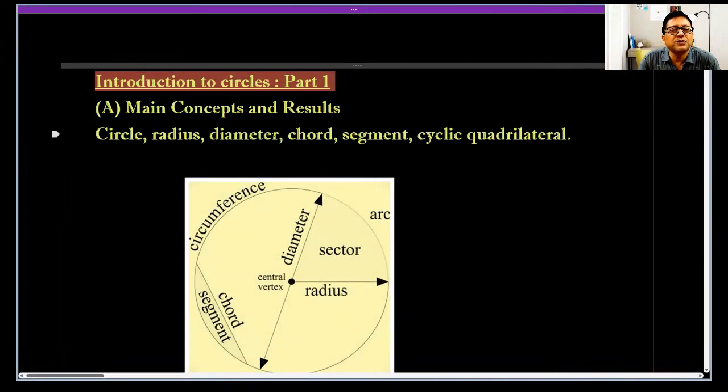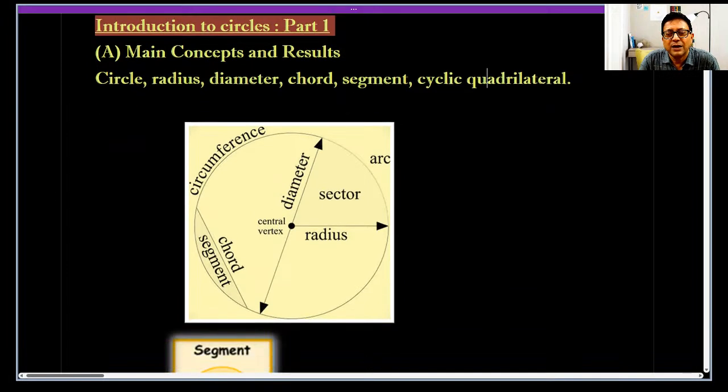This is Introduction to Circle Part 1, main concepts and results. I am going to explain circle, radius, diameter, chord, segment, and what is a cyclic quadrilateral. So this one is a circle.